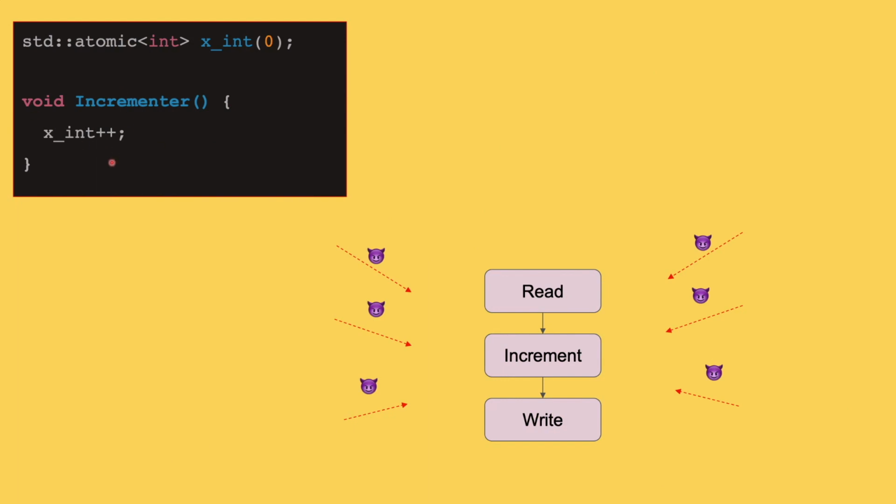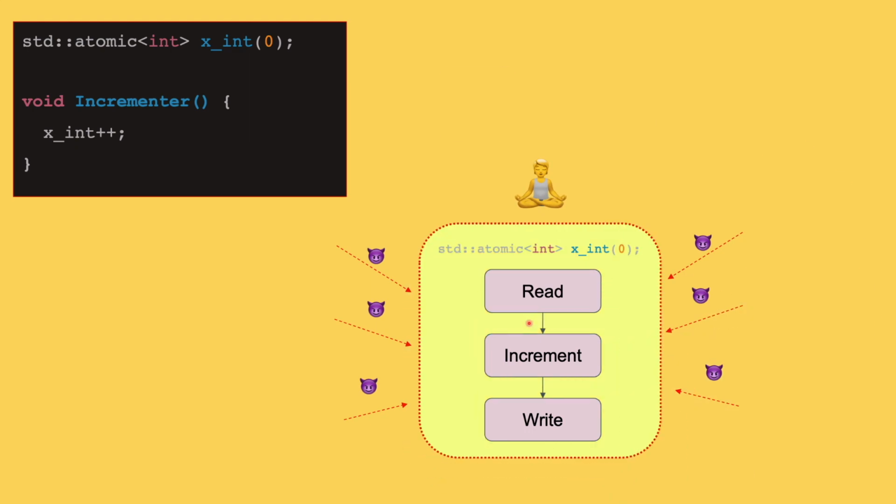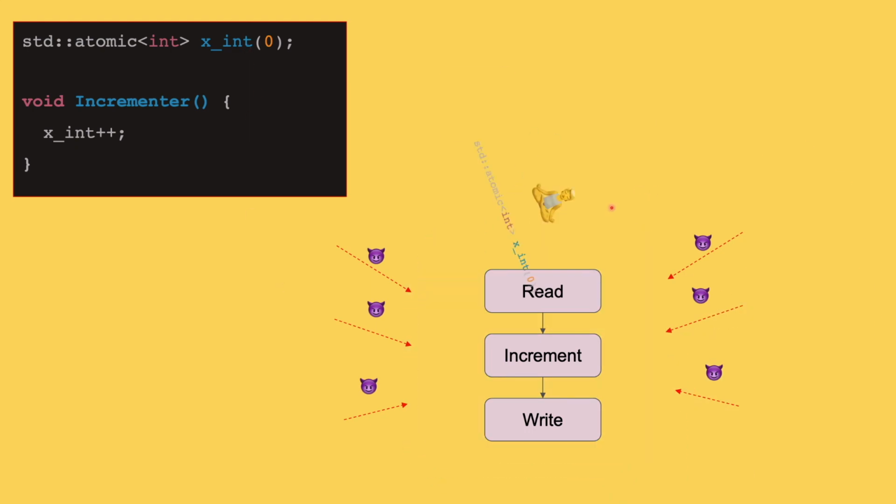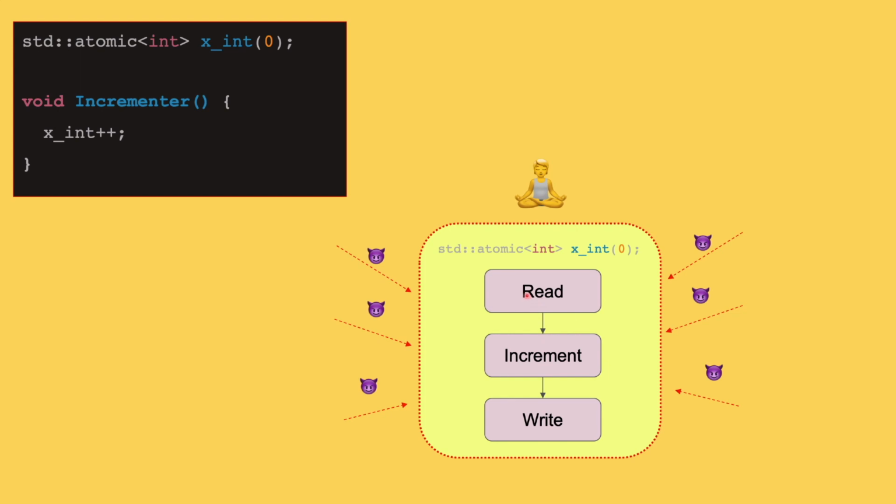Let's go back to our incrementer example where we want to increment this variable from multiple threads. And as we talked before, increment is really three actions: read, increment, and write. We want to shield our thread so that during this time, nobody else can write and have race with our thread. And basically, this is what std::atomic does. As soon as you declare xint to be atomic, read, increment, and write will happen atomically. So the first thing that std::atomic guarantees is that this operation would be run atomically.